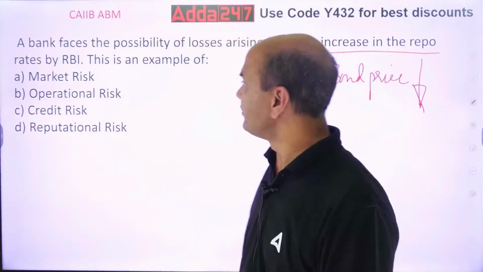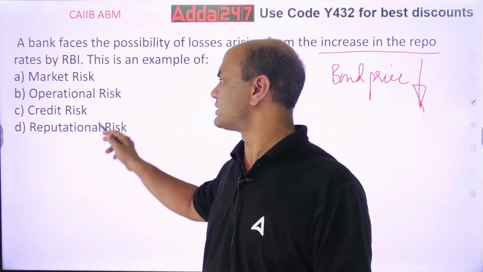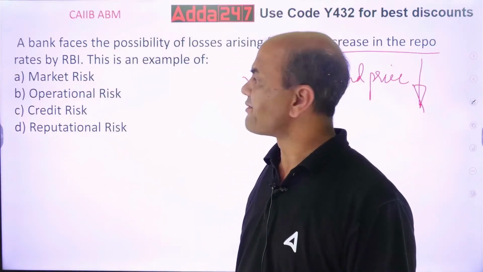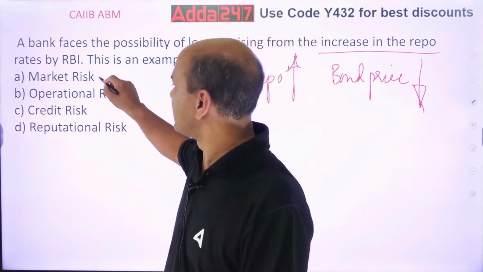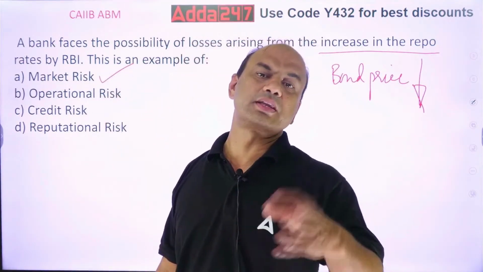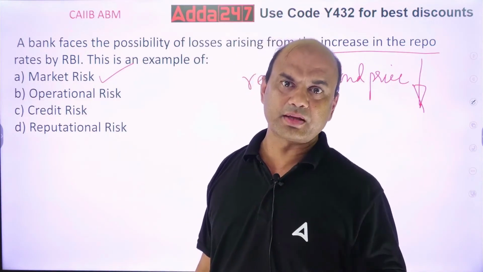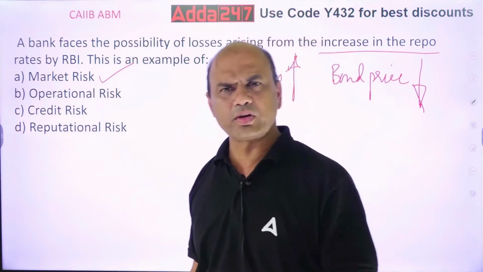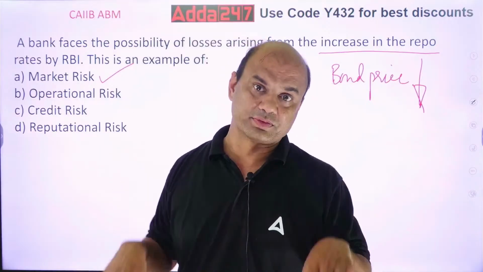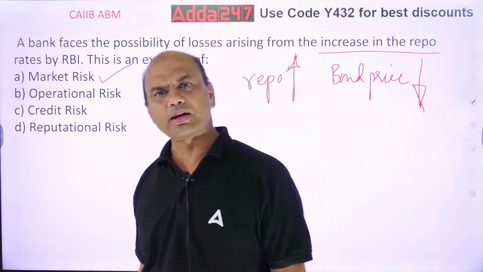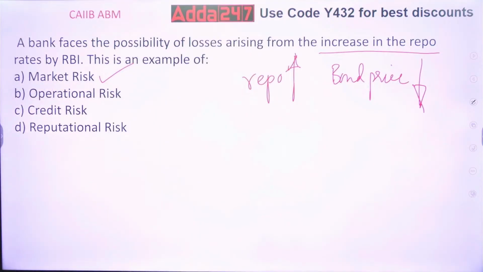So, this is an example of what? Market risk, operational risk, credit risk, reputational risk. It is an example of market risk. Market, because it's not in your hands. RBI should increase the repo rate or not, is your bank concerned in that? Does RBI ask your bank, should I increase the repo rate? It will not ask. So whatever is not in your hands, but it affects you, is basically known as market risk, right? So the answer is market risk.